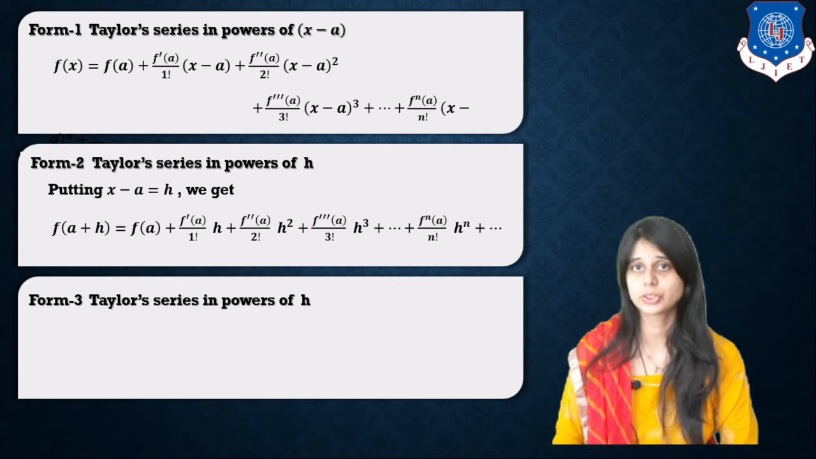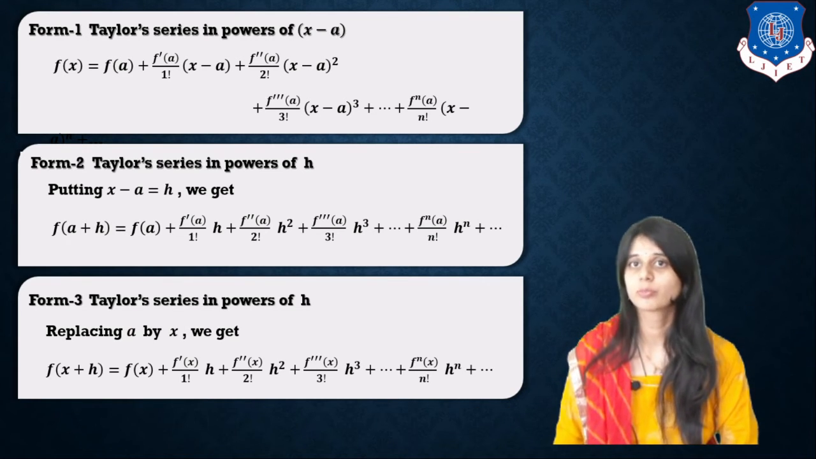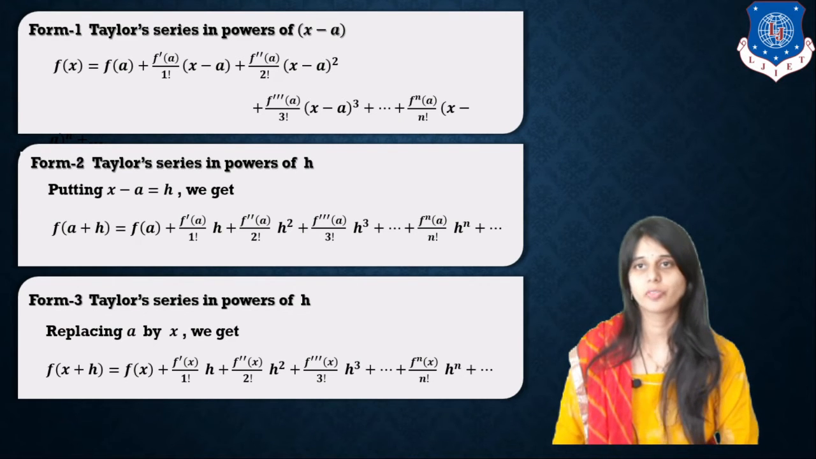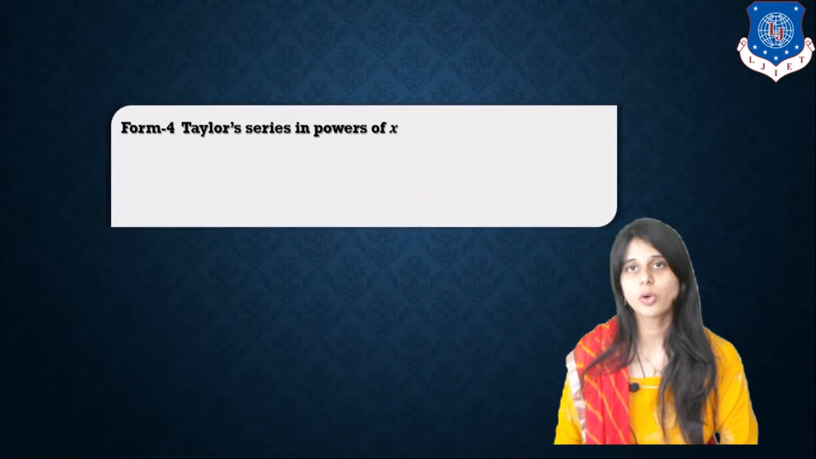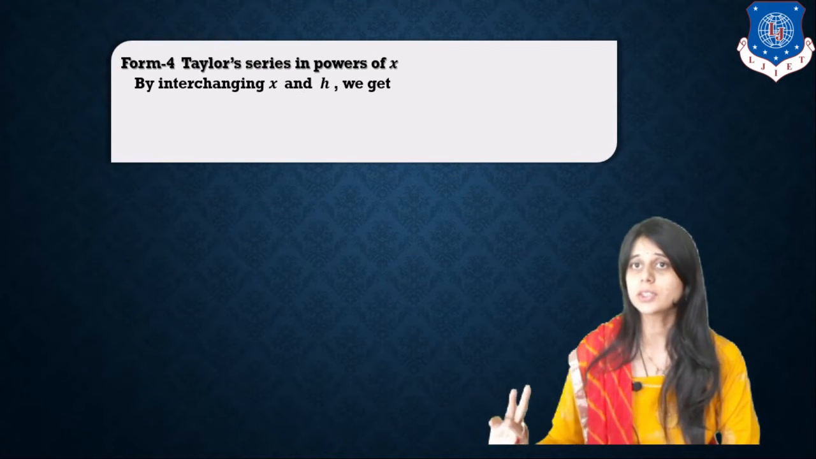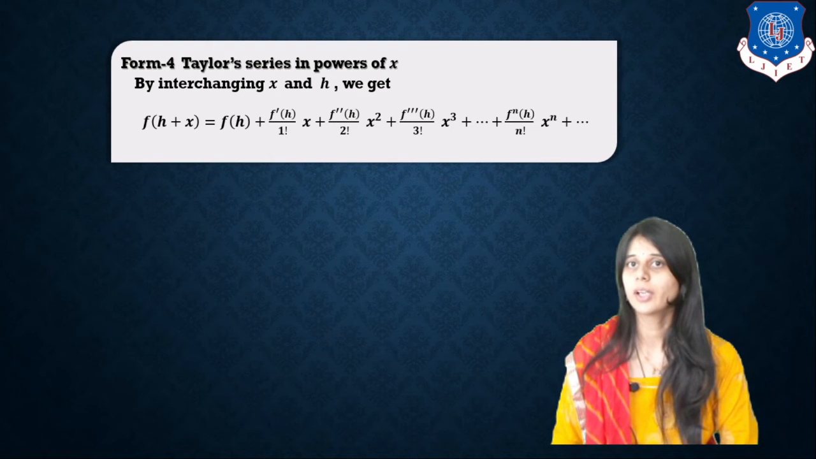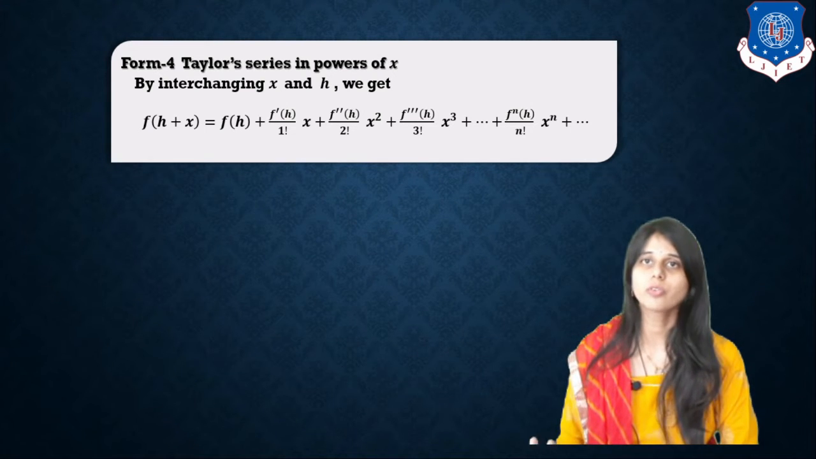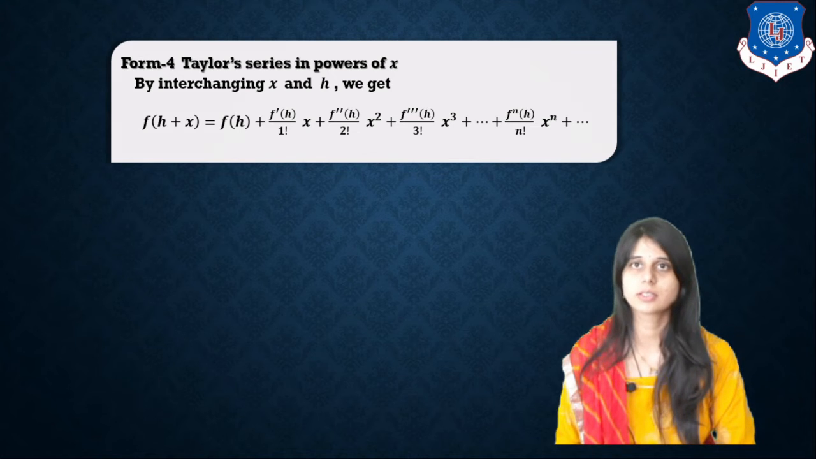The third form is the Taylor series in powers of x, replacing a by x. So we get f of x plus h equal to f of x plus f dash x upon 1 factorial h, plus f double dash x upon 2 factorial h square, up to f raised to n at x upon n factorial h raised to n. And the fourth form of the Taylor series is obtained by interchanging x and h. So we get f of h plus x, and the series is in the form of f of h and powers of x. So there are a total of 4 forms of the Taylor series.